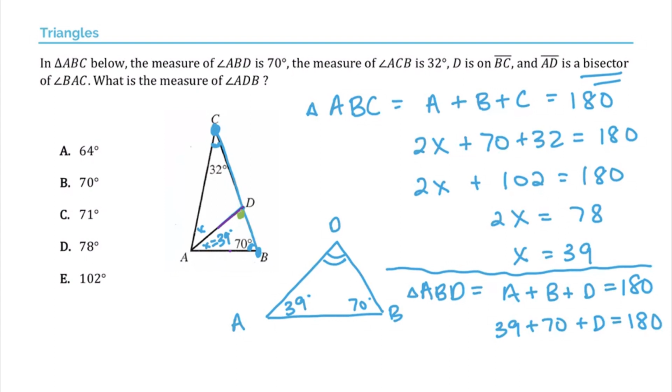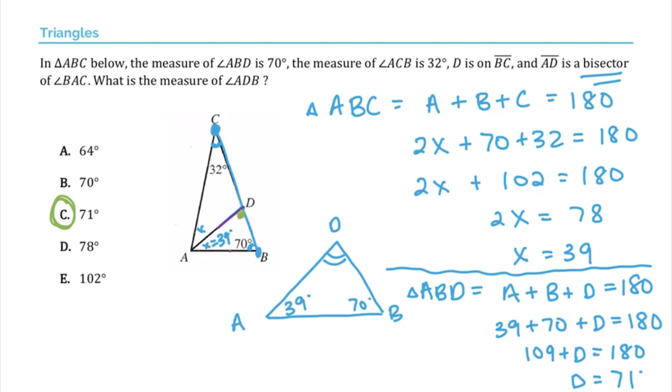They add to 180. 39 plus 70 is 109 plus D equals 180. 180 minus 109, we know that D equals 71 degrees. So our correct answer is C.